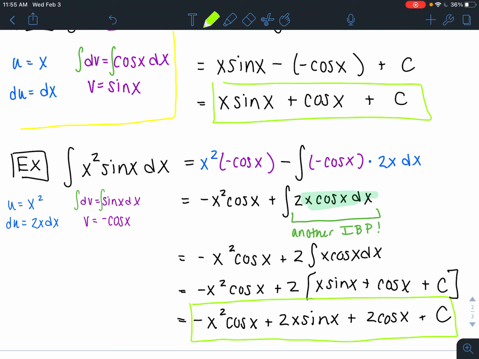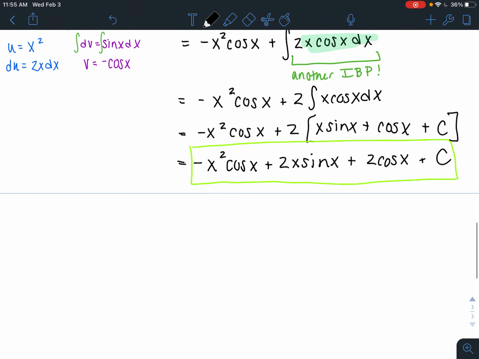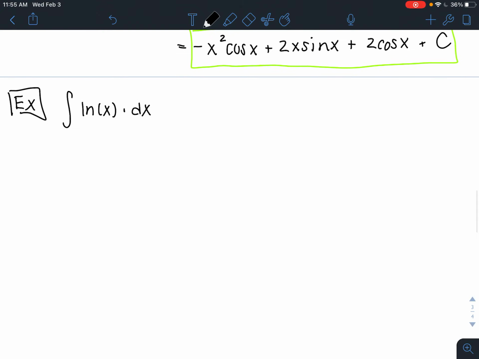I'm only going to do one more problem in this video, and it's to show you something kind of cool. Integration by parts can also help you figure out how to integrate functions that you otherwise don't know how to integrate. If you're just given the integral of the natural log of x dx, you don't know what it is, but we can pull a little trick and use integration by parts to do that.